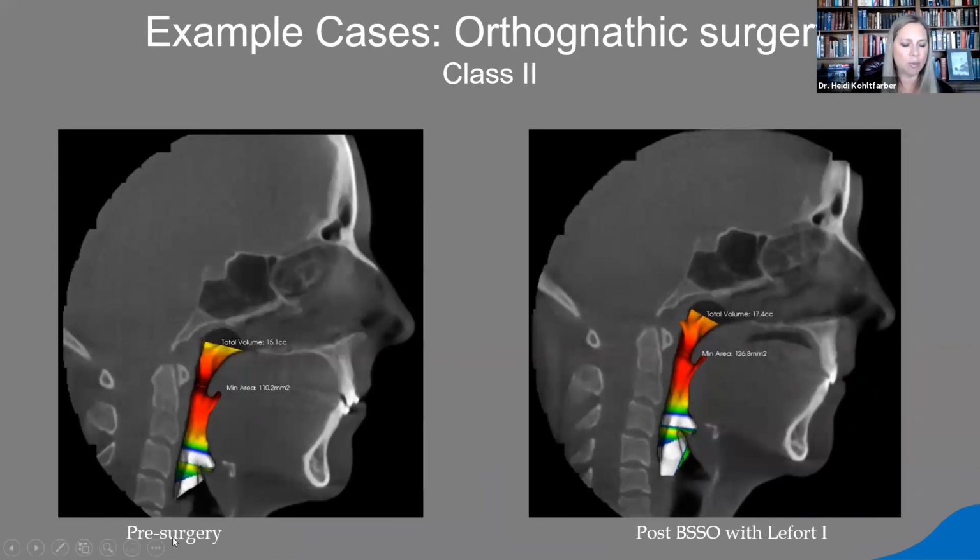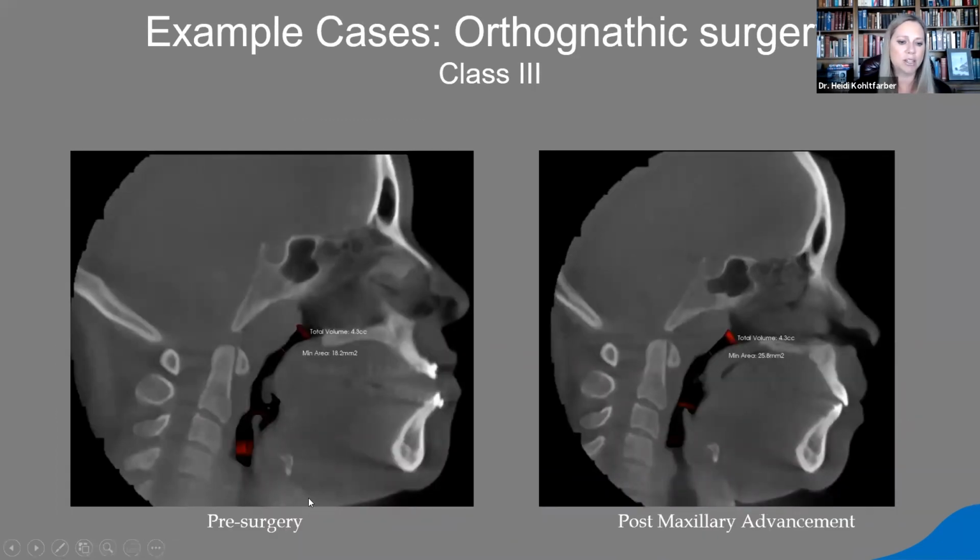All right, here's another example. So this is pre-surgery, and we have a minimum cross-sectional area of 110 millimeters squared, and following surgery, it was enlarged. So definitely this is an option that we can think about for our skeletal class 2 patients. This is a patient case. This is a class 3, which typically we have a very large airway space, and we can see that we do have enlarged adenoid. Even post-maxillary advancement, we still have a very, very small airway space, and this patient needs to go on and have their adenoids removed.